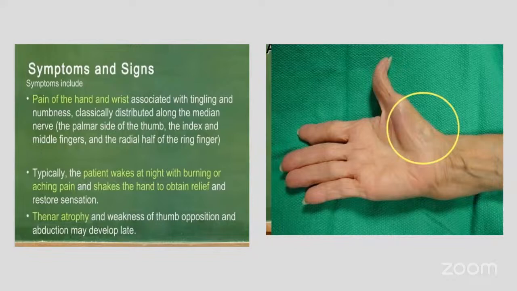This is symptoms and signs for carpal tunnel syndrome. The pain of the hand and wrist is associated with tingling and numbness, classically distributed along the median nerve. The patient wakes up at night with burning or aching pain and shakes the hand to obtain relief. There is thenar atrophy and weakness of thumb opposition and abduction in late stages.